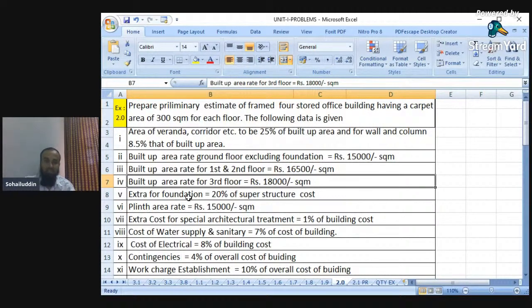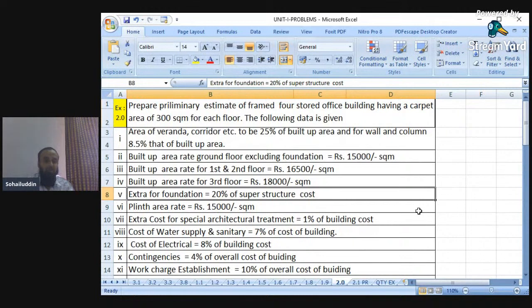Next, extra for foundations. Here we have seen in built up serial number 2, the built up area rate of the ground floor excluding foundation. Now the foundation rate, or extra for foundation, has been reserved as 20% of the superstructure cost. The total cost of superstructure will be taken, and 20% of that amount will be taken by foundations. So the extra for foundation is 20% of the superstructure cost.